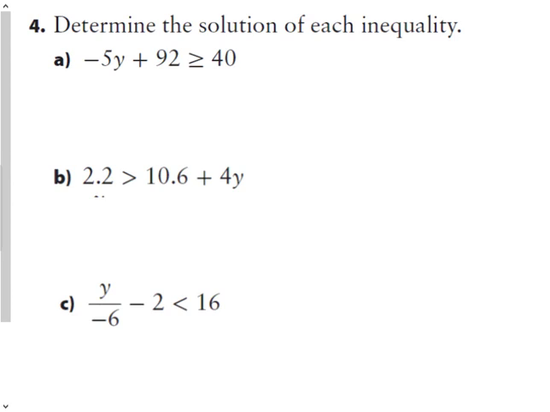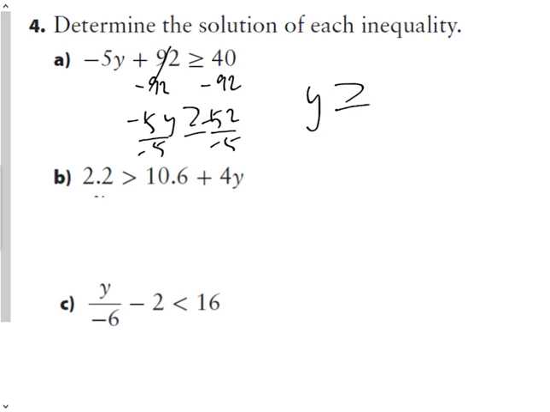Question 4, variations here, nothing significant. I'll do them real quick for you. Subtract 92 from both sides. Negative 5y is greater than or equal to negative 52. Is that right? Divide by negative 5. And y is less than or equal to positive 10.4. Any value that's less than or equal to 10.4.